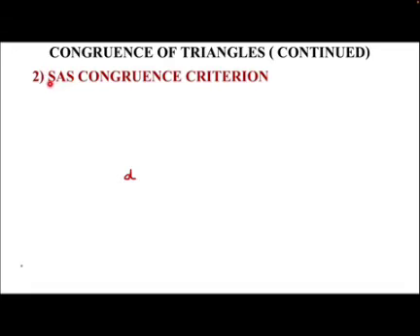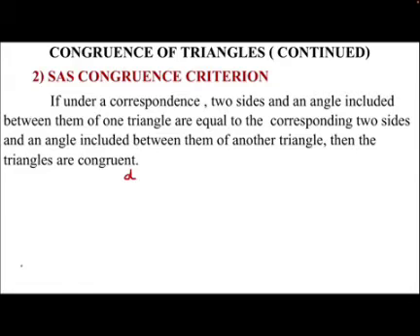But what is this SAS? S stands for side, A stands for angle, S stands for side again. So, if two sides of one triangle, included is the angle in between, and corresponding two sides and angle in between, if they are congruent to each other, then we can say that the given triangles are congruent. Now let us see what's this all about.